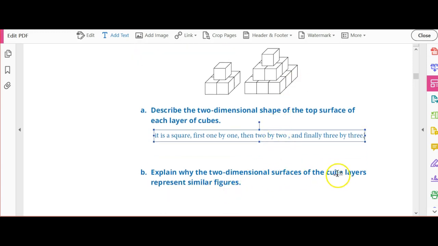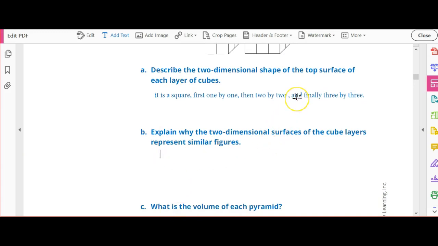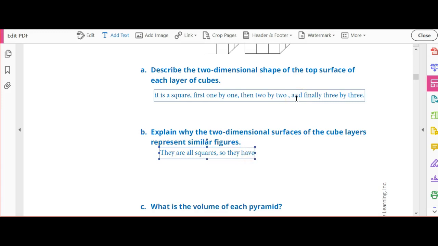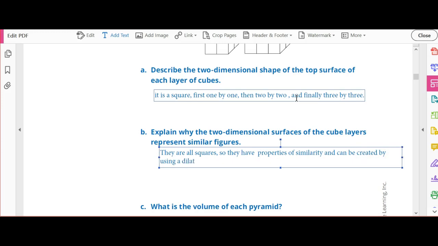Explain why the two-dimensional surfaces of the cube layers represent similar figures. Oh yeah, they're all squares, right? So they are all squares. So they have similar properties, or they have the properties of similarity. They have properties of similarity and can be created by using a dilation, which is a similar transformation, right?